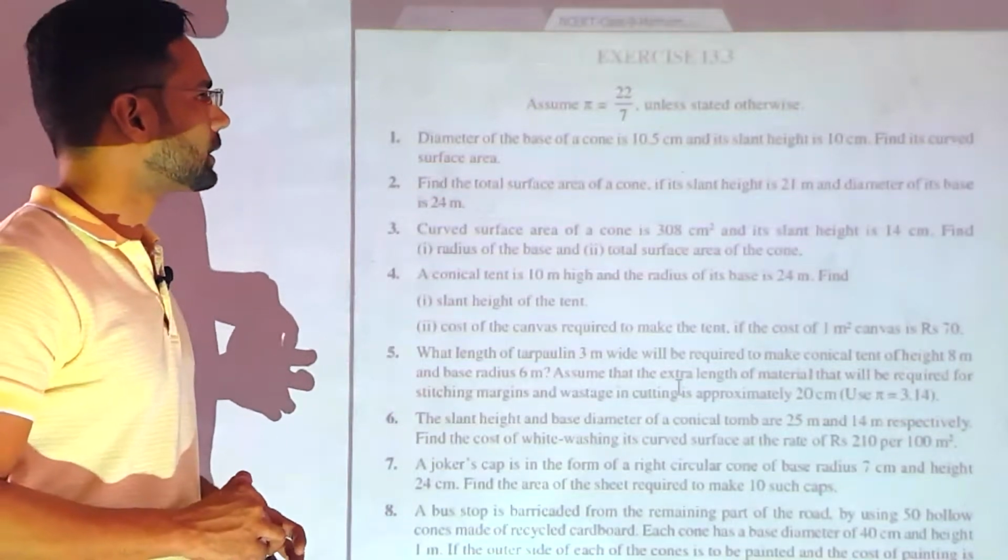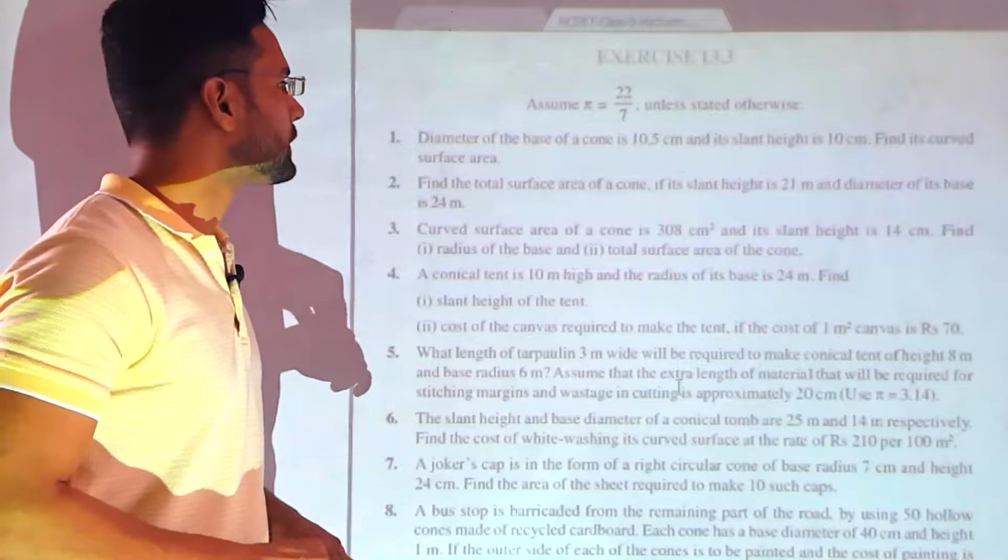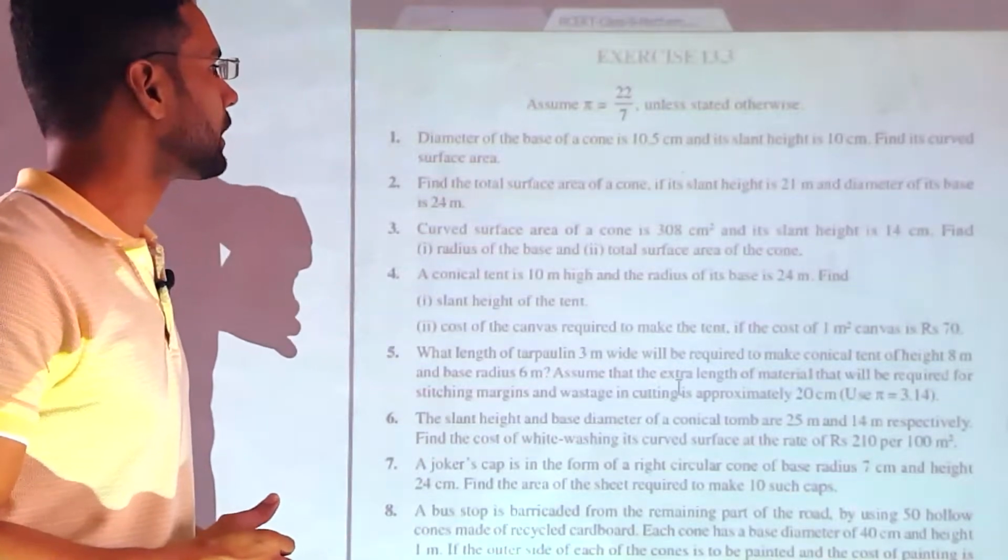Question number first is there. Assume 22/7 unless they are stated otherwise.